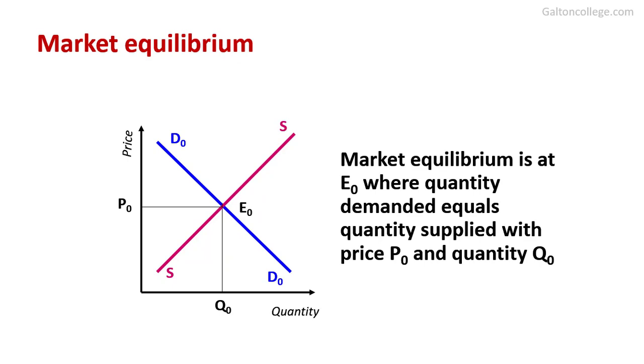Now the market equilibrium is at E0. That's where the quantity demanded equals the quantity supplied, and we have an equilibrium price of P0. The quantity is Q0. That's the balance. That's where the market is balanced. We need to talk about how that comes about. How does it work? I'm going to give a brief explanation for that here.